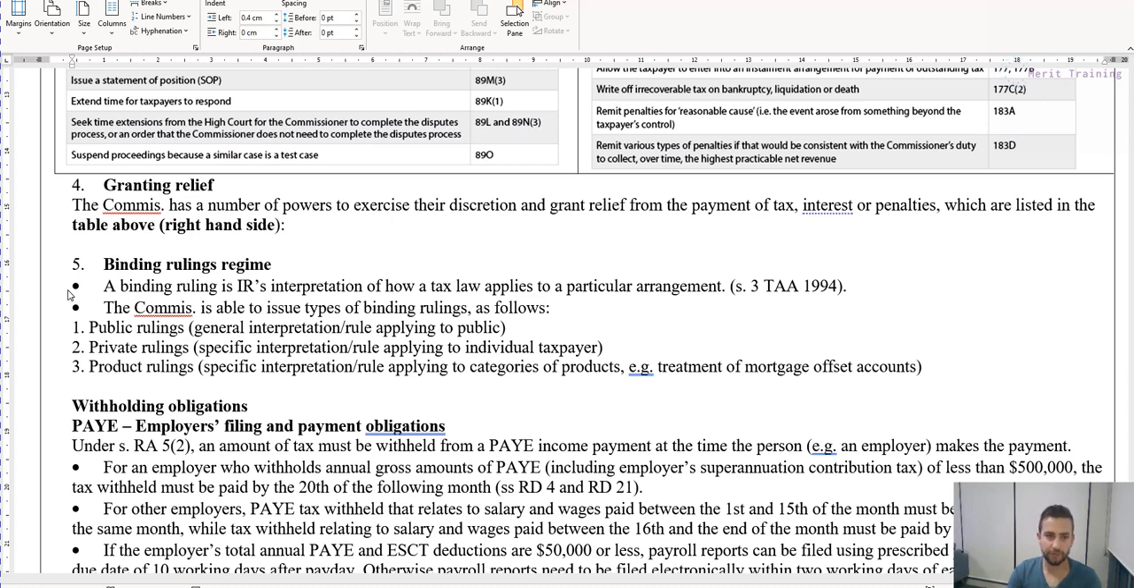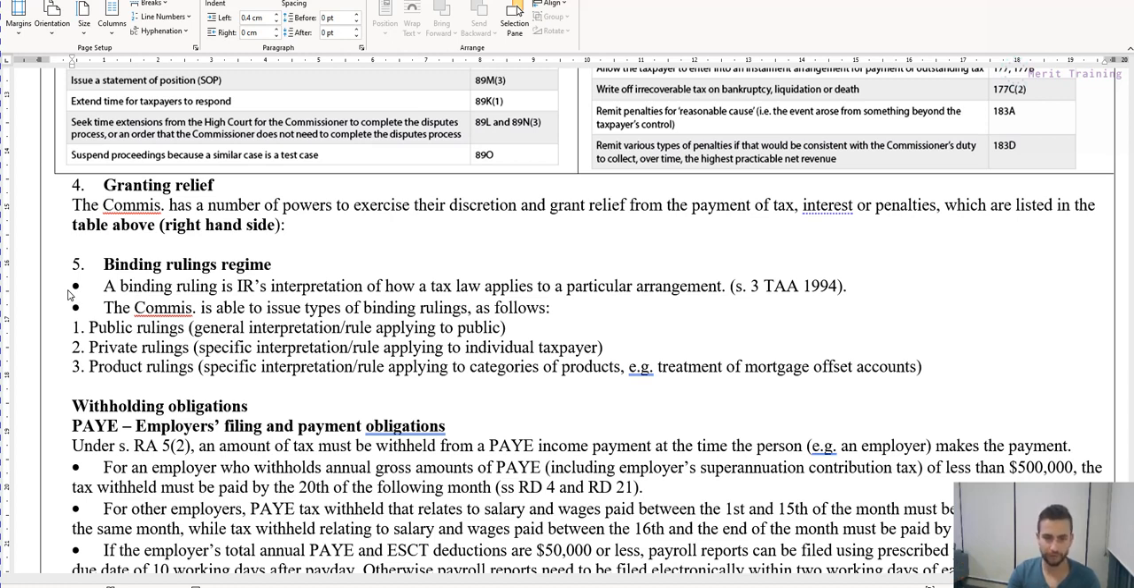So there's different kinds of rulings, right? There's three types. There's public rulings, private rulings, product rulings. So a public ruling is a general interpretation rule applying to the public. So it's an example of what I mentioned before. It's a specific area which is quite maybe complex or vague, and they're saying, look, this is how to interpret it in case you're not sure. Given it's quite a vague area, just follow this, and this is just how we will agree to treat it.